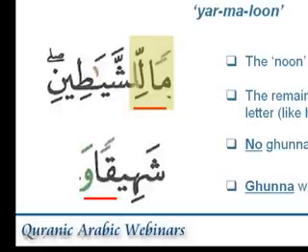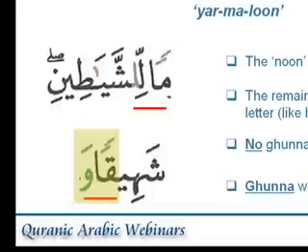So they've actually put the shadda in for us to show us the assimilation taking place, and it's one of the lar letters, so the assimilation takes place without nasalization, i.e. ghunna. So it's just malishayateen. The next example is shahi, and then it should normally be qan wa, but we have fathatain followed by one of the yar maloon letters, which is waw.